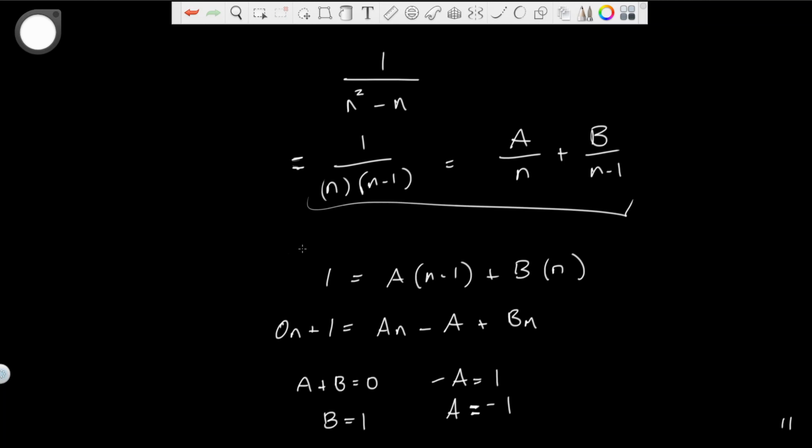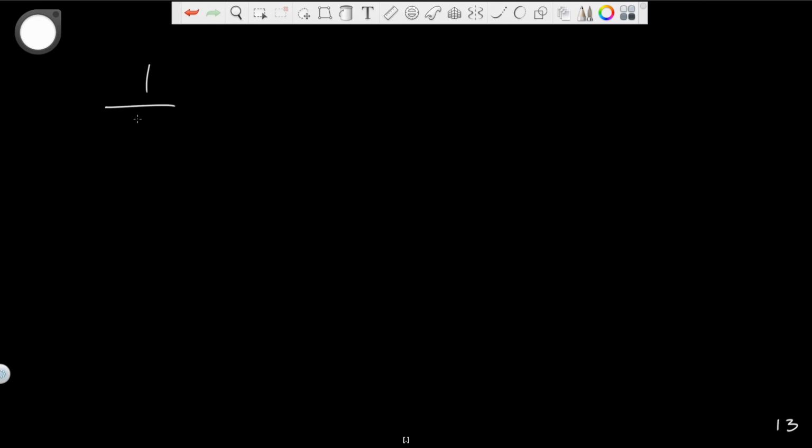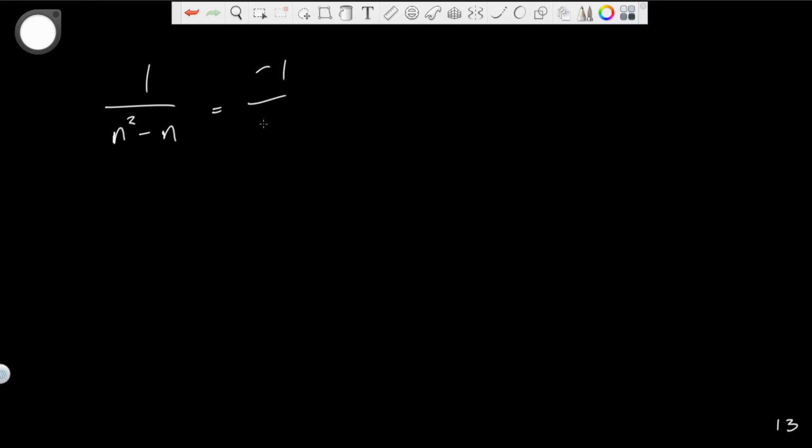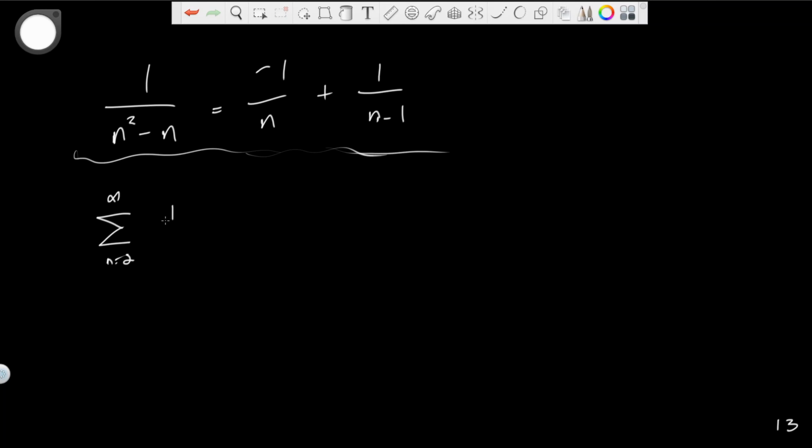And then applying those things up here, I am going to get that 1 divided by n squared minus n is equal to negative 1 over n plus 1 over n minus 1. Interesting. Okay. So based on this, the series from n equals 2 to infinity of 1 over n squared minus n is equal to the series n equals 2 of 1 over n minus 1 minus 1 over n.